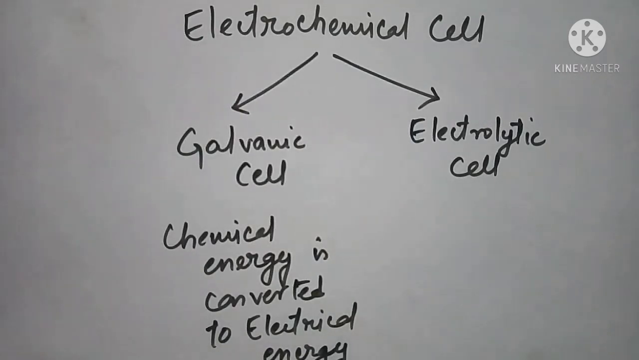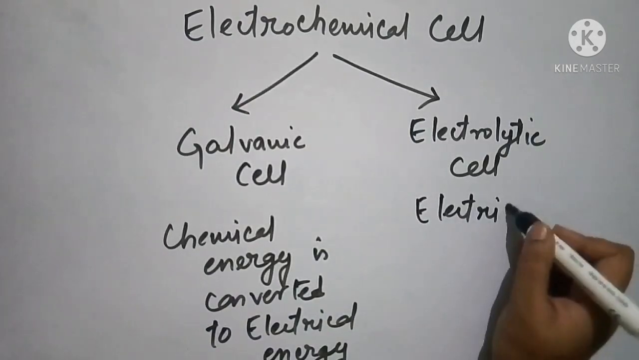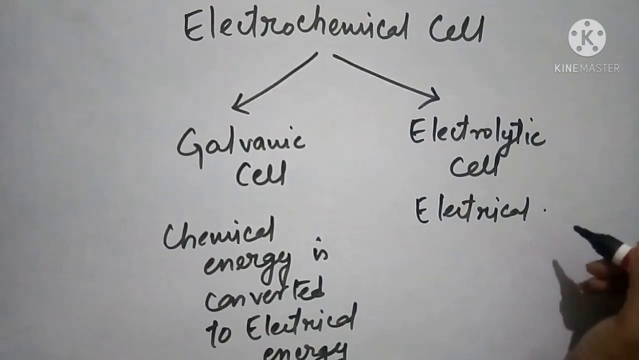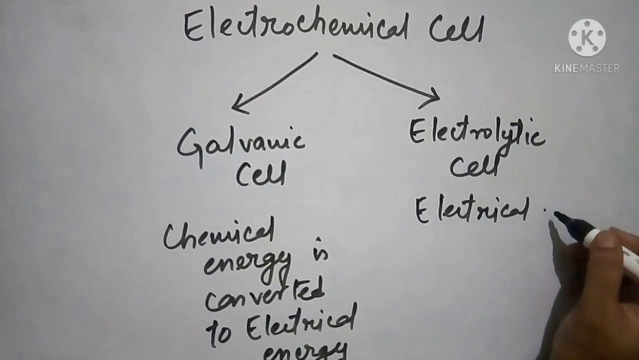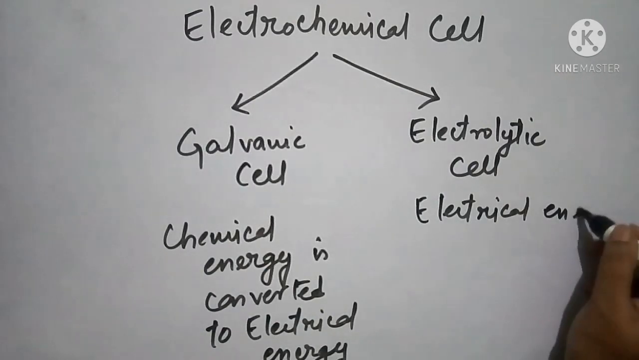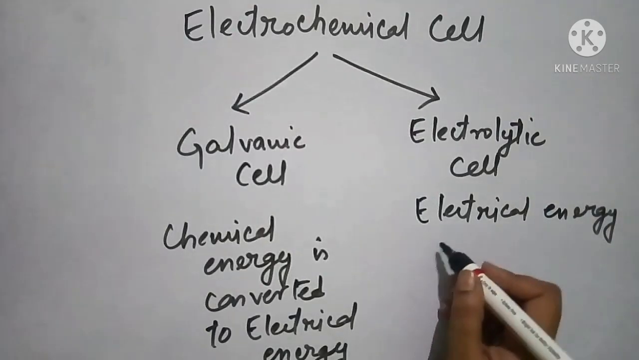And in the case of the electrolytic cell, the opposite thing happens. Here the electrical energy is used to carry out a chemical reaction, or we can say a non-spontaneous chemical reaction, which is otherwise not feasible. We can put the electrical energy to carry out that particular reaction.